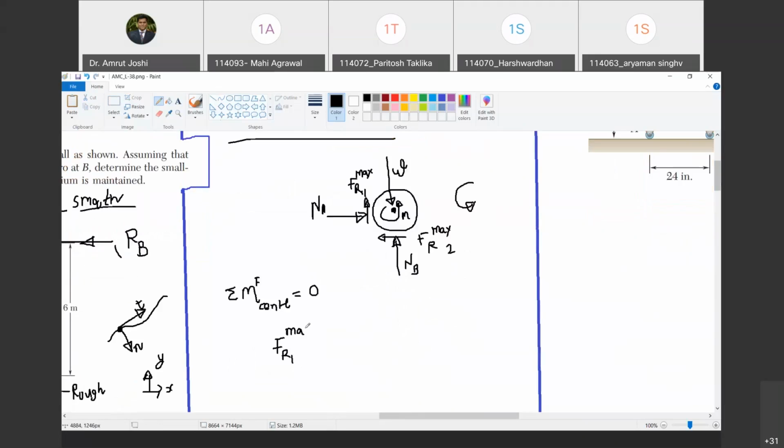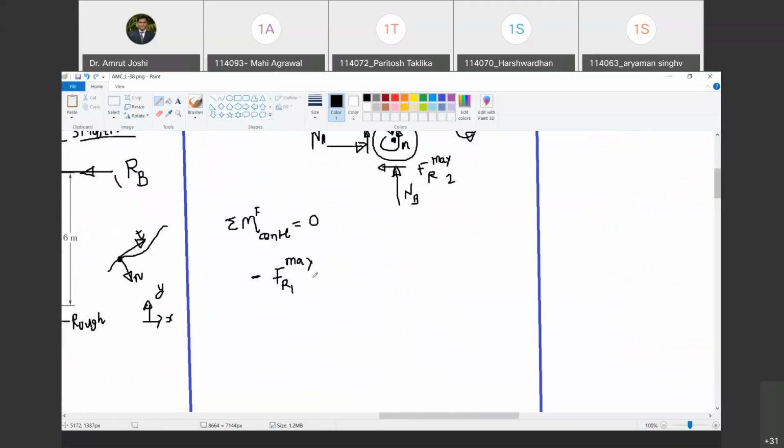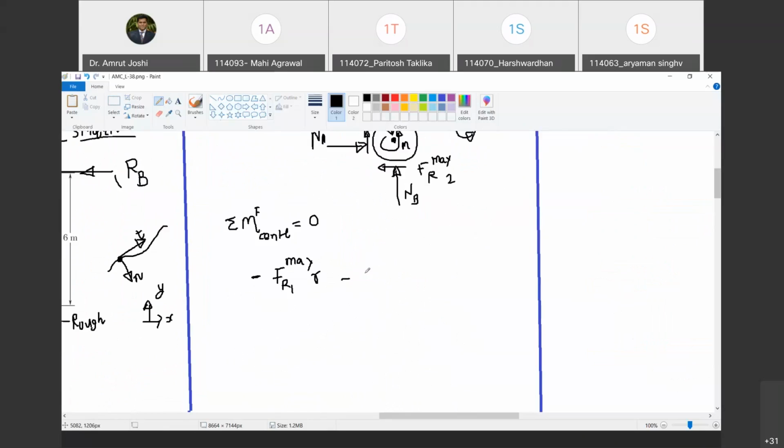So Fr1 max causes the moment, a clockwise moment. Do you agree with me? Yes, sir. And what is the diameter? Radius is R, so it is into R. How much is this distance? R. Similarly, we have minus Fr2 max causing a moment of this magnitude clockwise, and we have the acting moment M. This must be equal to 0. Happy? Yes, sir.